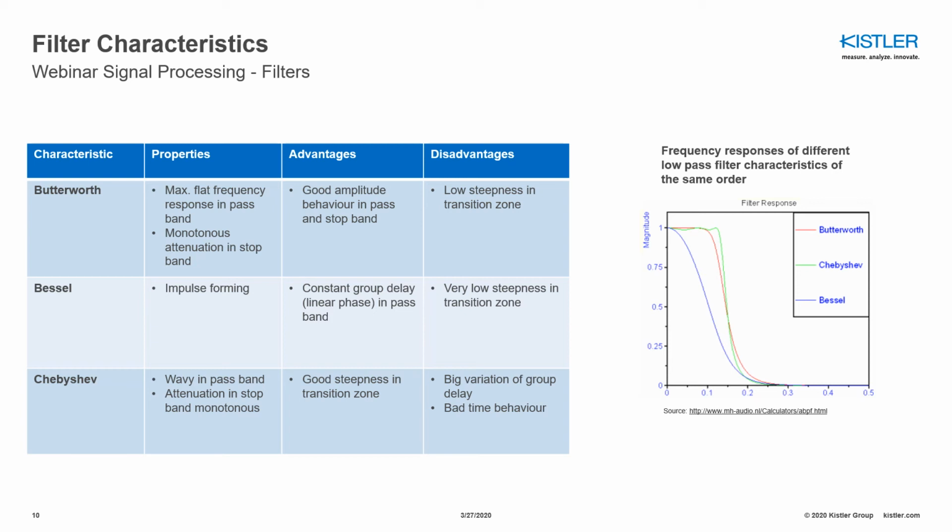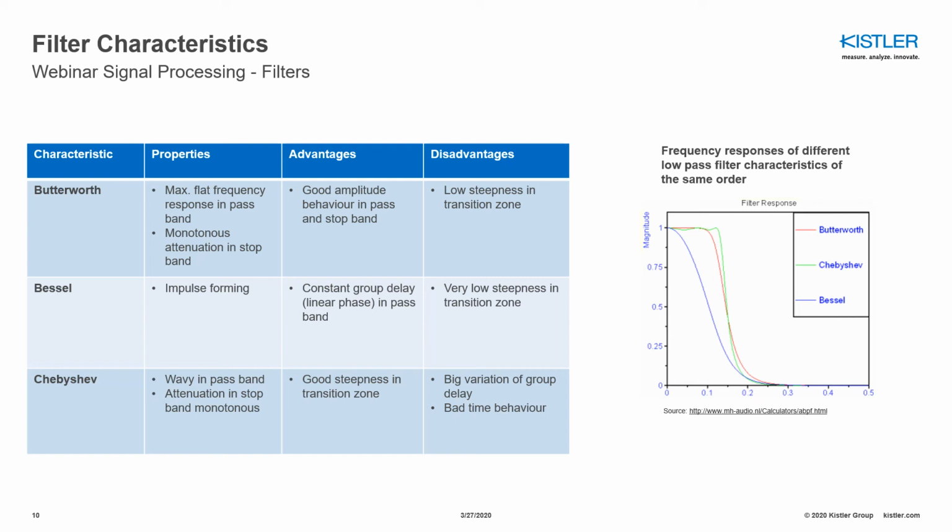If you're having a look at the Bessel characteristic, the properties here are mainly impulse forming. The advantage of this characteristic is a constant group delay in the passband. And the disadvantage, which you can clearly see in the frequency response graph, is a very low steepness in the transition zone.